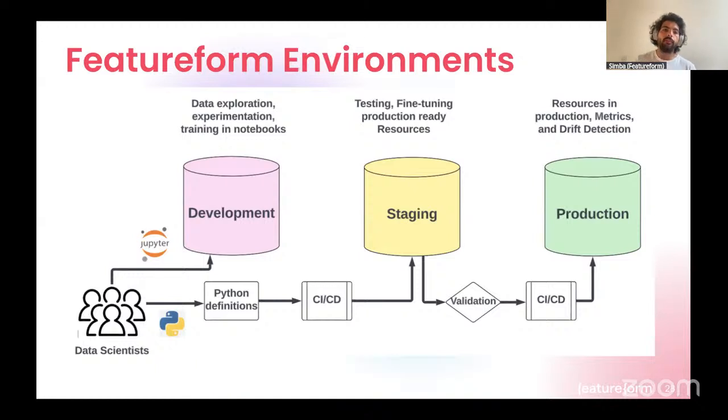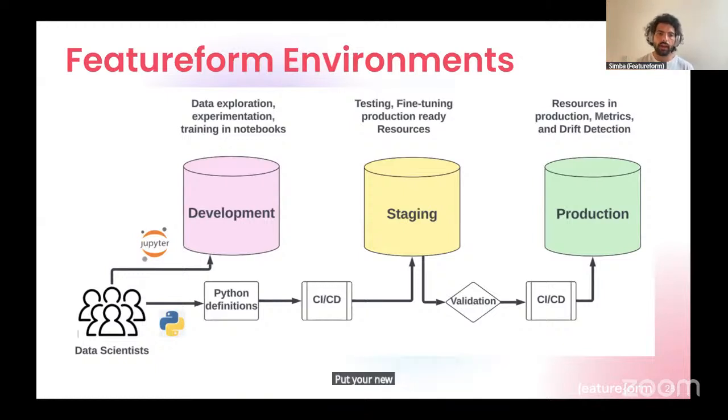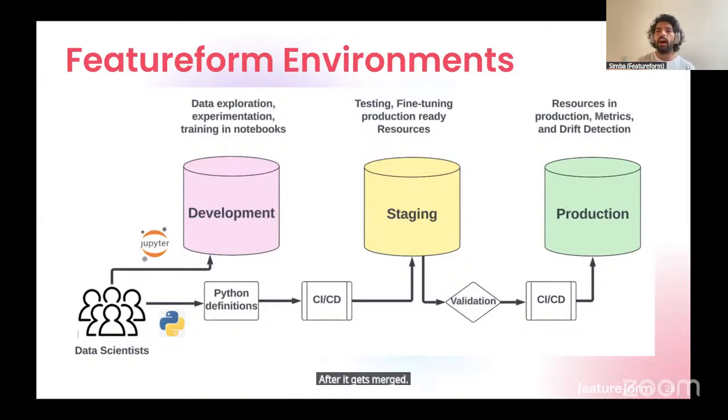When you have something you want to get into production, you can take the relevant parts of the code and update a code base in Git, put your new feature definitions in Python into a directory. Let's call it the features directory. After it gets merged, CI/CD should apply those things. That will go into staging, where it will be validated. And then finally, it will go into production.